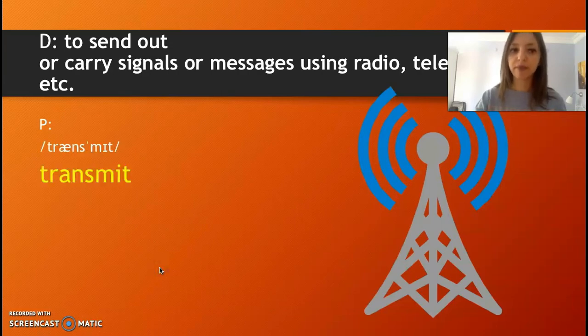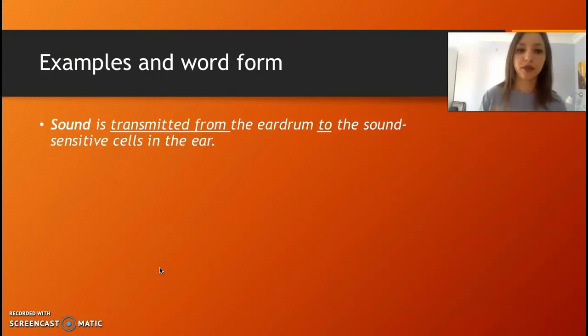All right, let's move on to the next word. Here's the definition: to send out or carry signals or messages using radio, television, etc. My word is transmit. Can you repeat? Transmit. Transmit. Here's the spelling and a nice example for you.